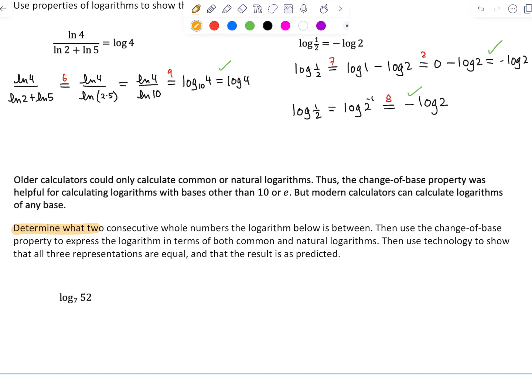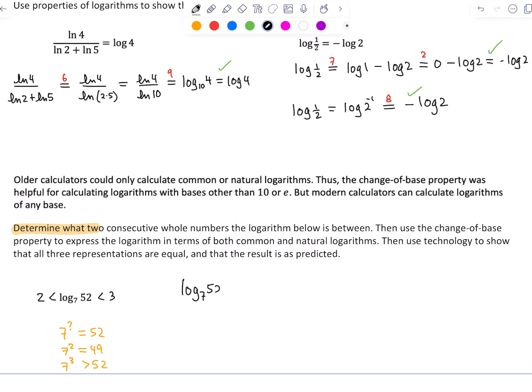This represents an exponent needed on 7 to produce 52. So 7 squared is close, but it's lower than 52. And 7 cubed, without even calculating it, we know is more than 52. That tells me that the exponent I'm looking for must be somewhere between 2 and 3. So this logarithm is somewhere between 2 and 3.